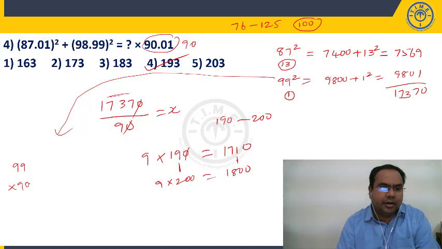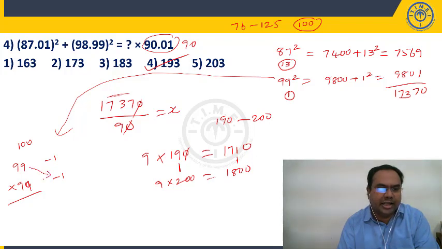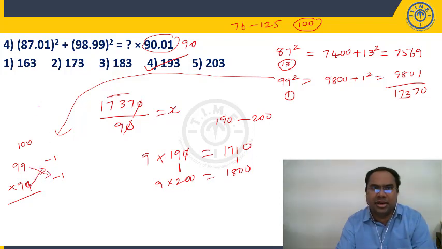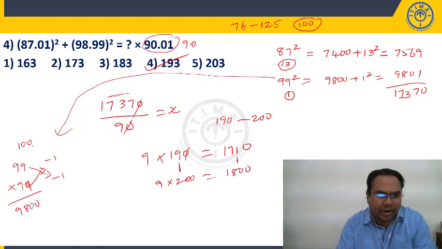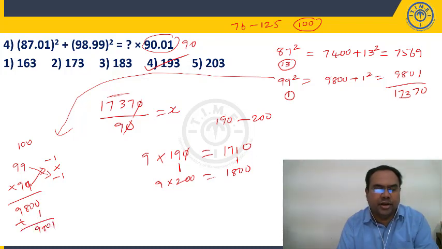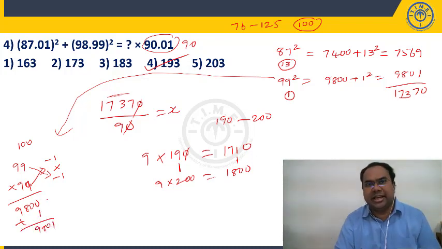99 into 99. So these two are close to 100. So 1 less than 100, 1 less than 100. You can take it like this. These are special multiplication techniques. 99 minus 1, 98, into 100, that is 9800, plus 1 into 1, minus into minus is plus. So it should be 9801. Those who know the special multiplication technique can also do 99 square like this.